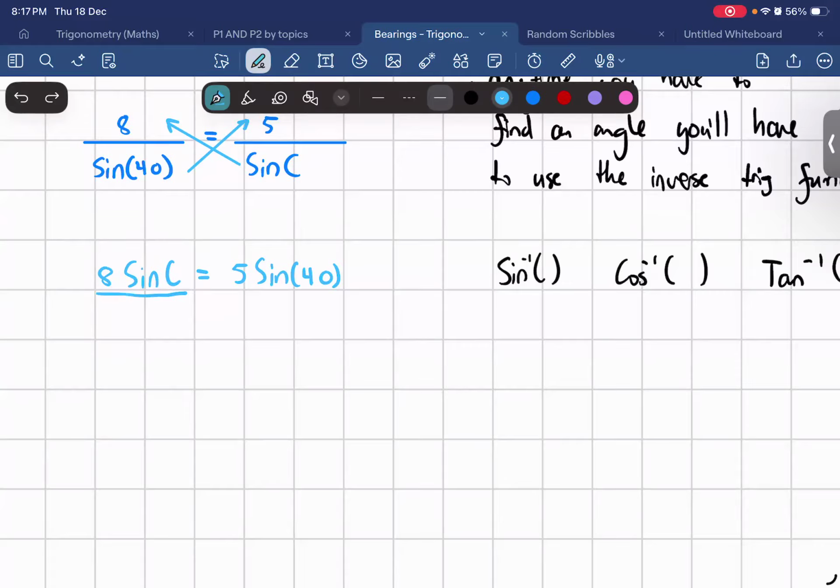Exactly. Or another way you can think about it is, if you divide both sides by 8, the 8 and the 8 will cancel off. And that would leave you with 5 sine 40.